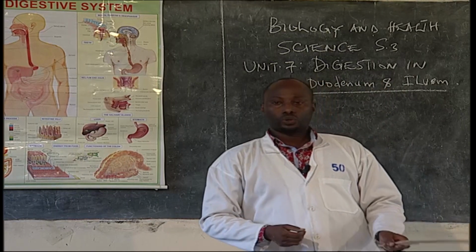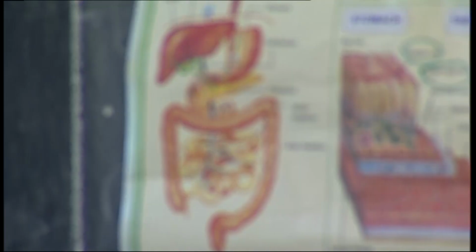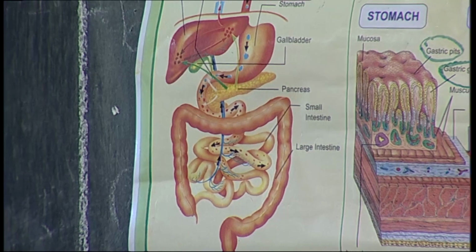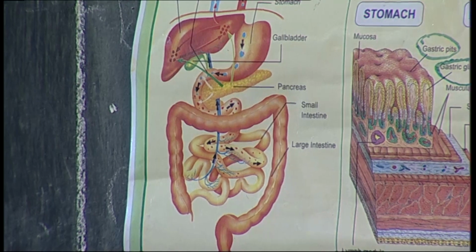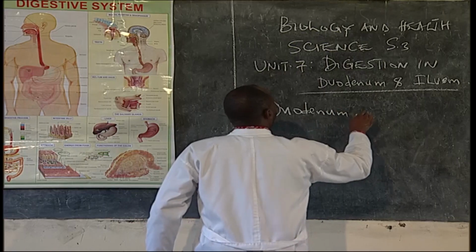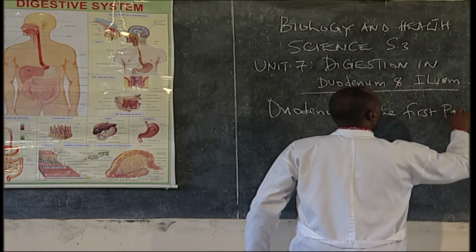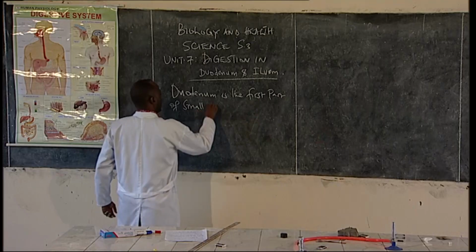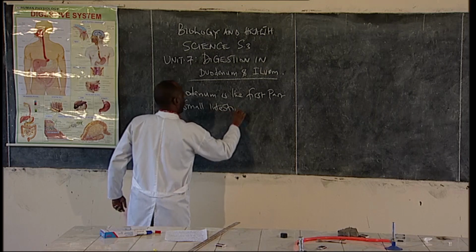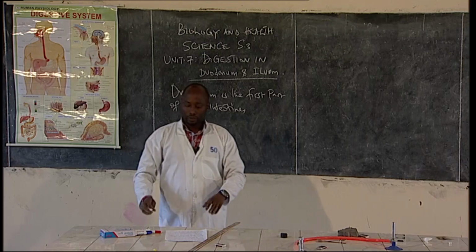So today we're going to talk about the digestion in the duodenum. When you talk about the duodenum, I can say the duodenum is the first part of the small intestine, where there is further chemical breakdown of food.